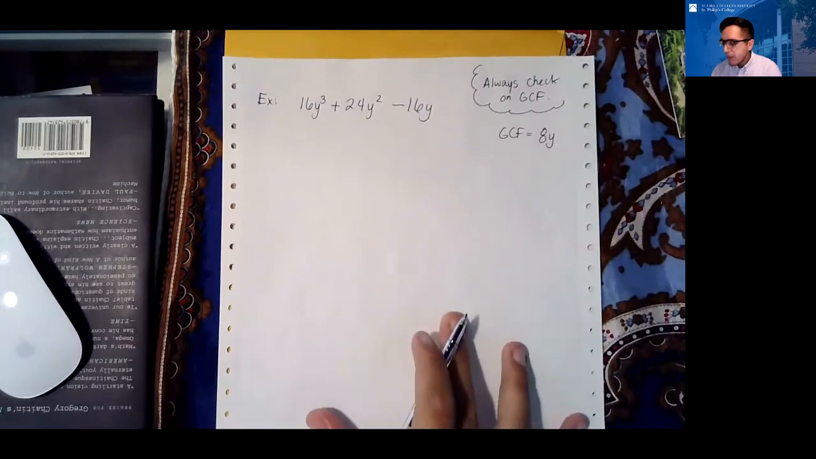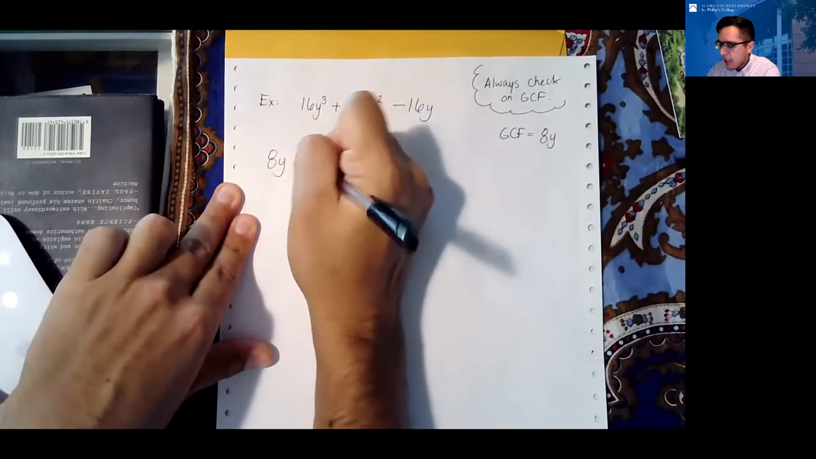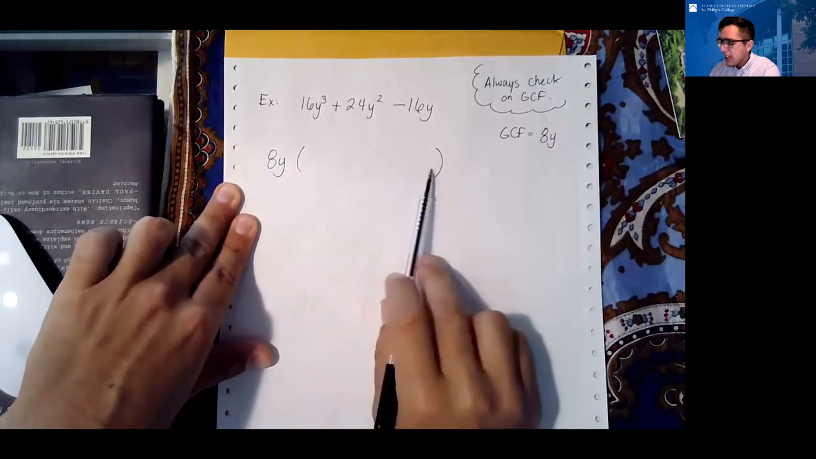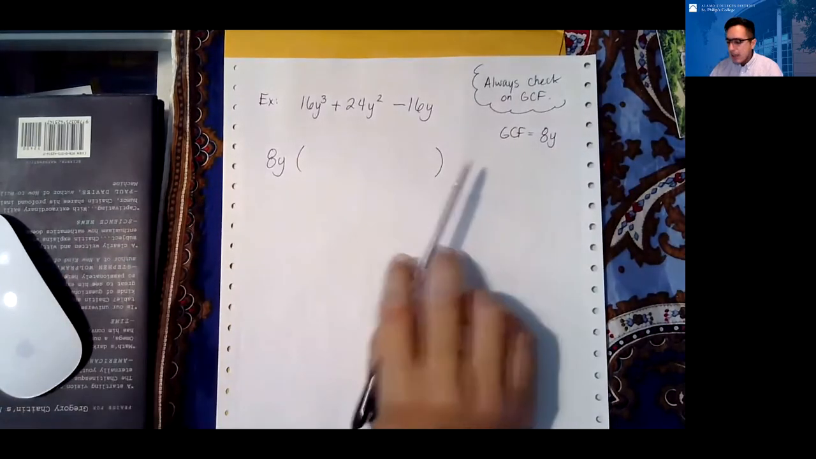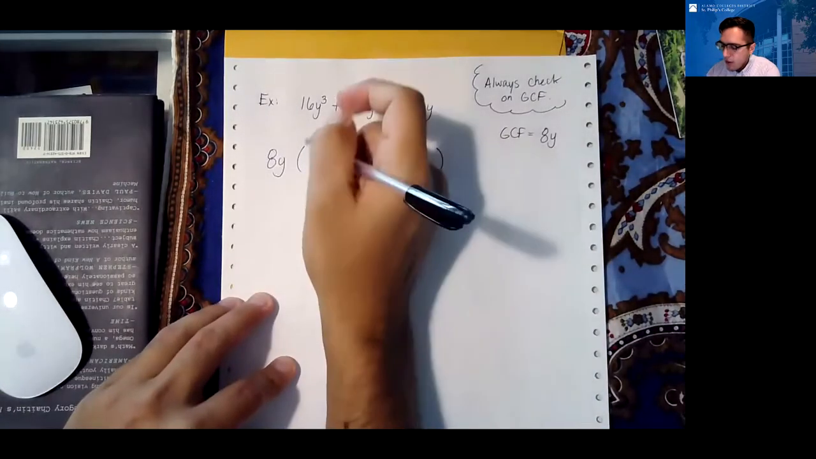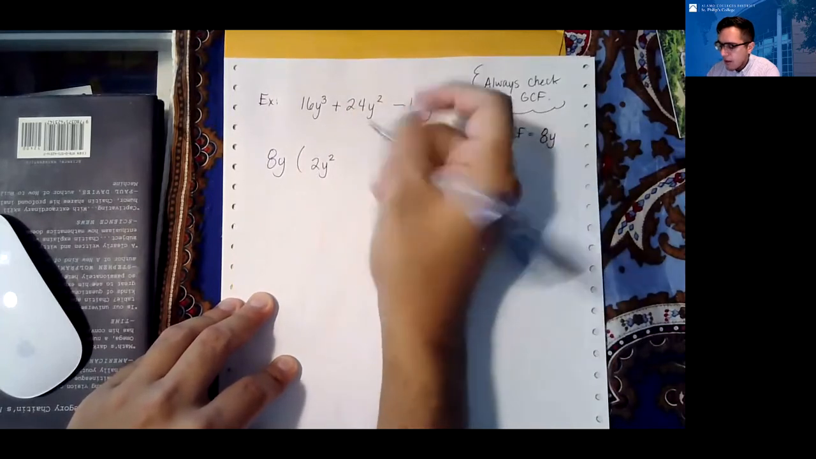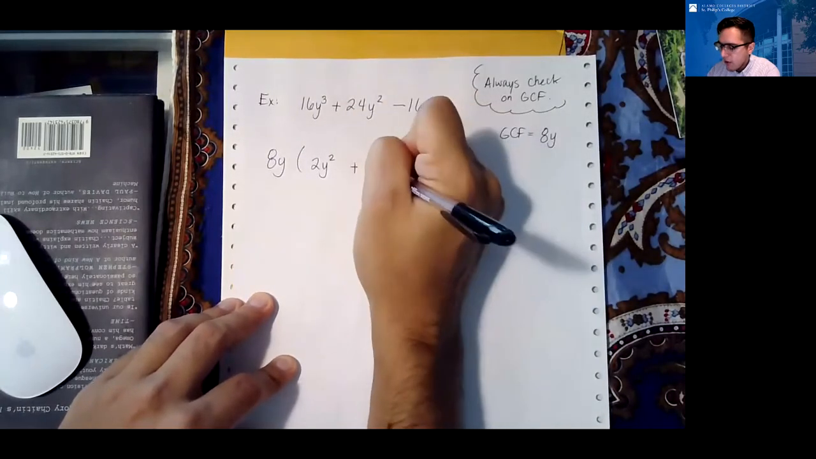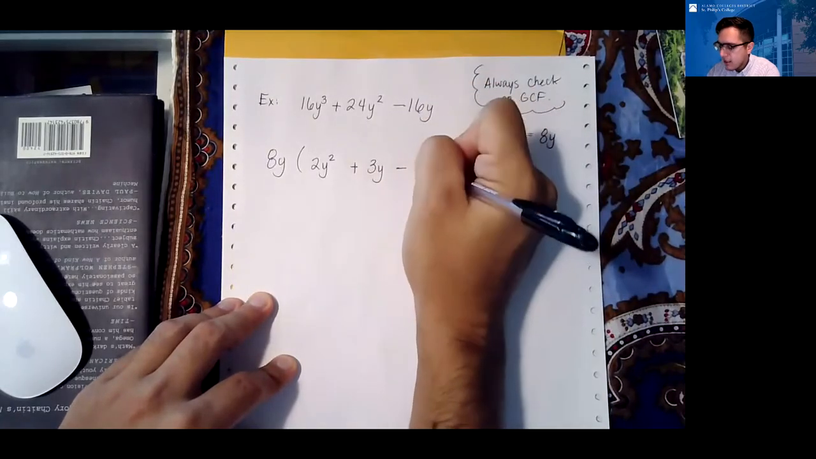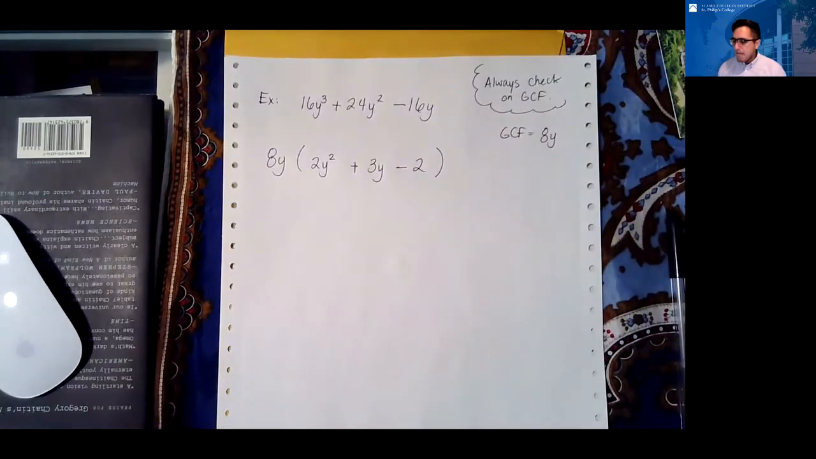So I'm going to write 8y, and I'm going to open a large set of parentheses, and there should be 3 terms in the parentheses so that I can multiply this 8y and then get my original 3 terms. Those 3 terms should be 2y squared plus 3y minus 2. Does anybody have any questions about that?